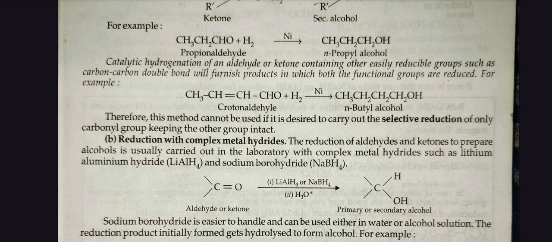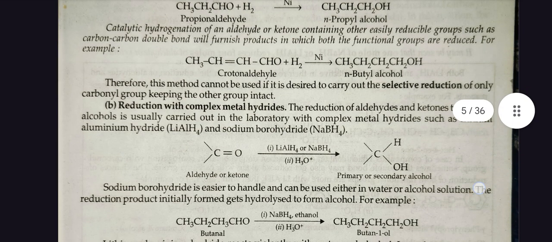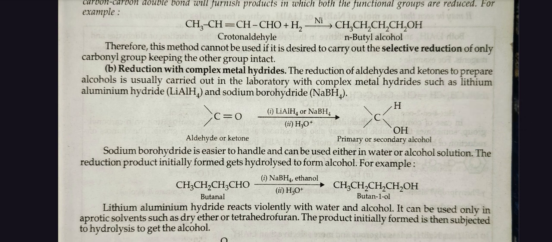B. Reduction by complex metal hydrides. The reduction of aldehydes and ketones to prepare alcohols is usually carried out in the laboratory with complex metal hydrides such as lithium aluminium hydride, LiAlH4, and sodium borohydride, NaBH4.